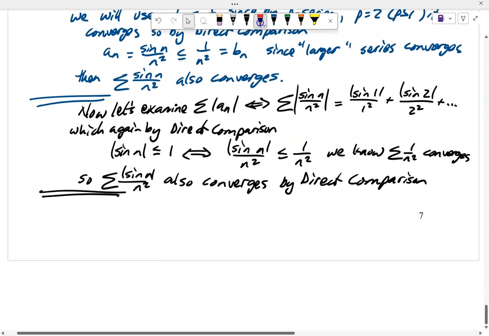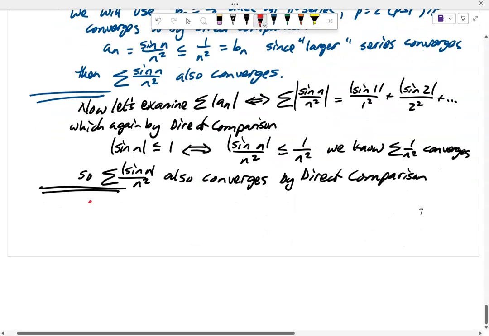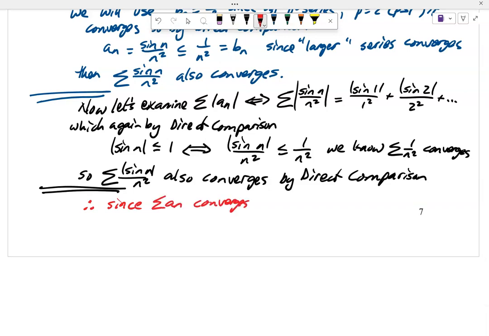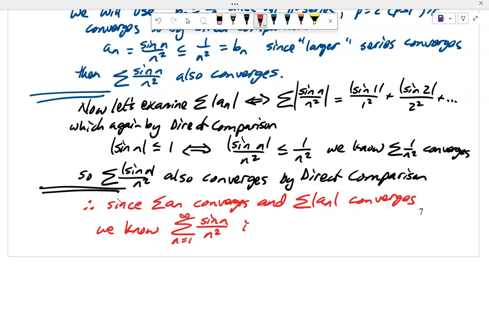Now we make our conclusion. Therefore, since a_n converges and the absolute value of a_n converges, we know sine of n over n squared is absolutely convergent.